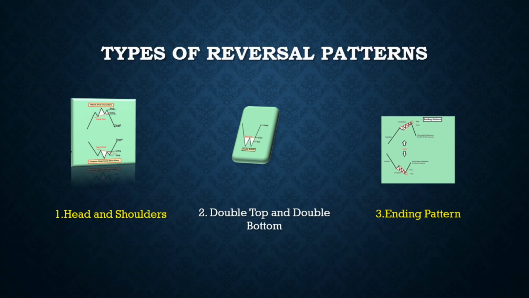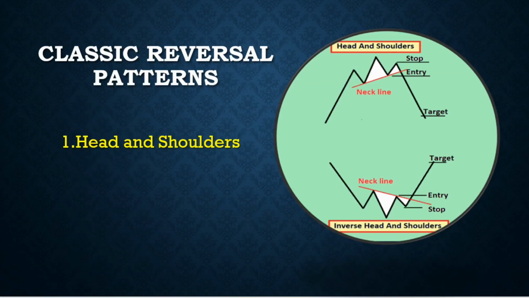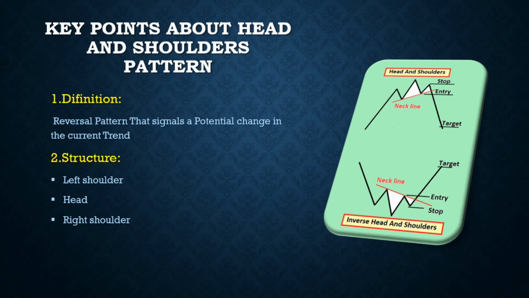Let's take a closer look at one of the most well-known classic reversal patterns: head and shoulders. Now, we will discuss the key points about the head and shoulders pattern. It is a reversal pattern that signals a potential change in the current trend. The structure consists of three main parts: the left shoulder, the head, and the right shoulder.